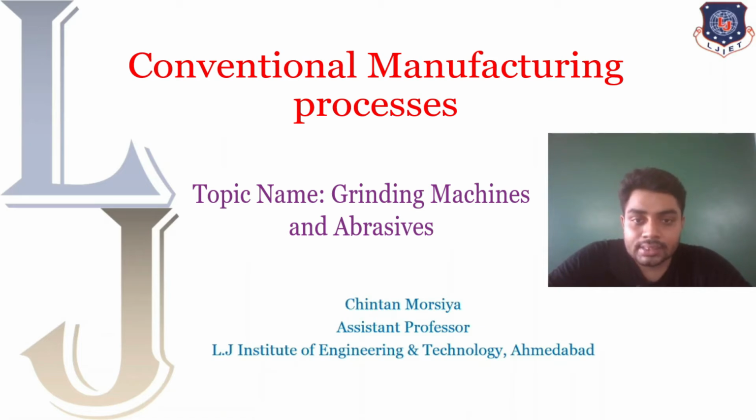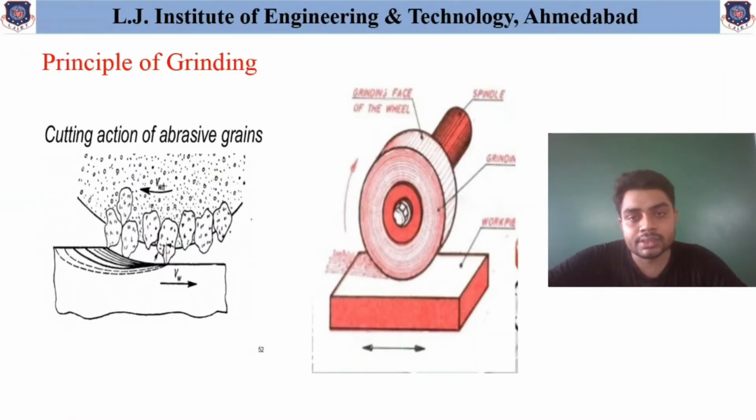Whereas this grinding machine and the grinding operation is also called the surface finishing operation, as the material removed in this particular machining process is comparatively lower. So now let us start with the basic working principle of the grinding machine.